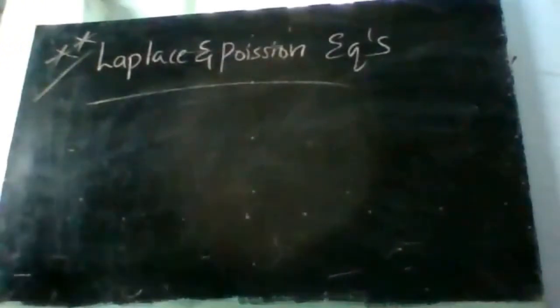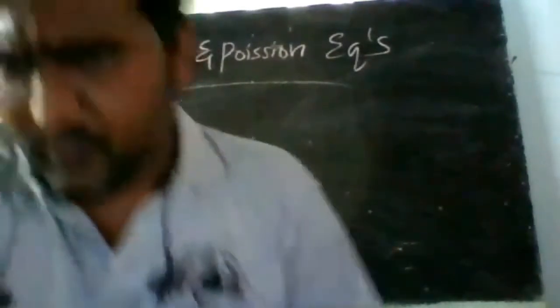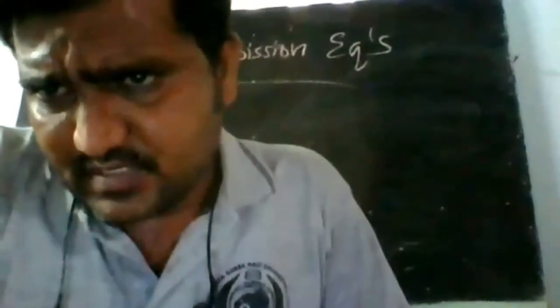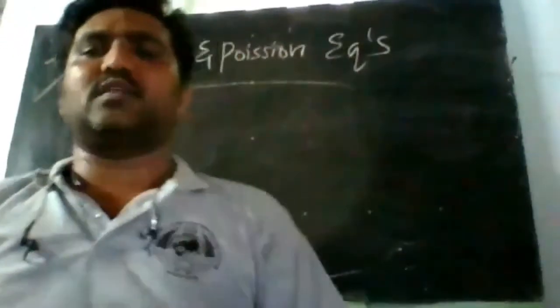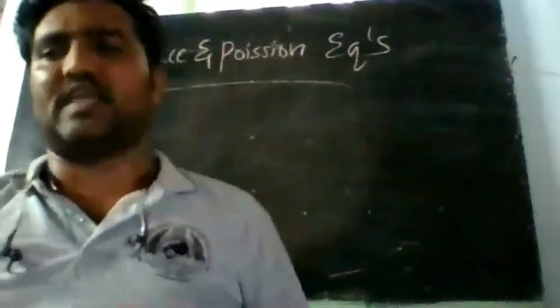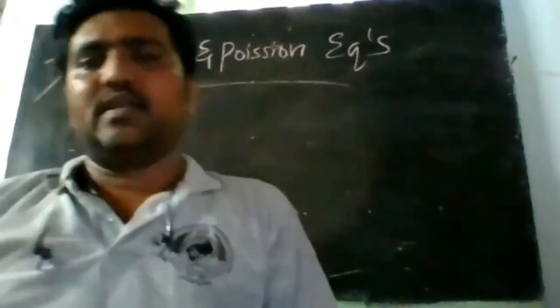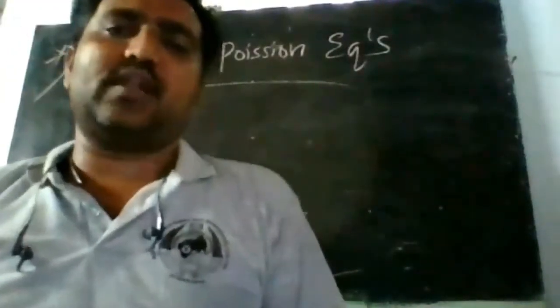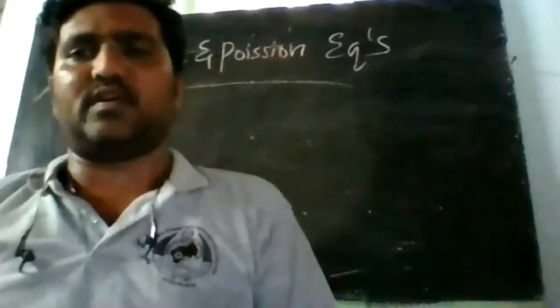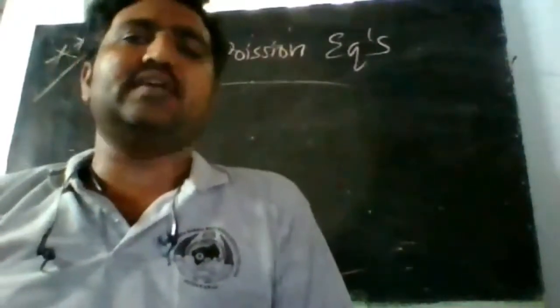The next topic, the final topic of the first unit, is Laplace and Poisson's equation. This one is very important, both for the exam and for practical things also. Why is it important? These two equations are basically the same equation. These equations will give us the best possible method to calculate the electric field intensity.